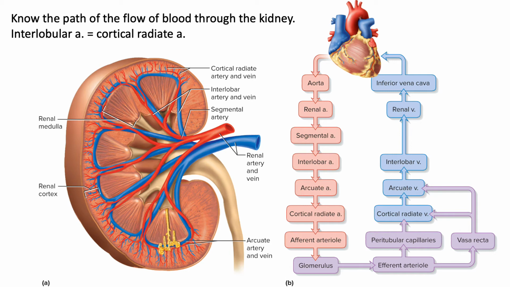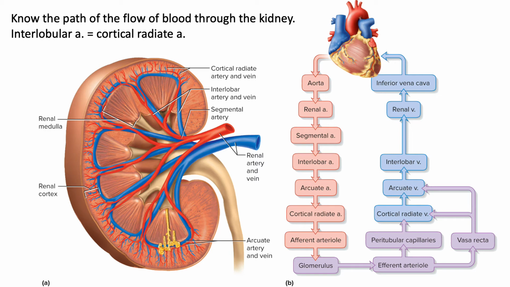So again, blood flowing into the kidney through the renal artery. You have a segmental artery, interlobar artery, arcuate artery, and then branches into, again, this one refers to the cortical radiate artery, or interlobular, either or.